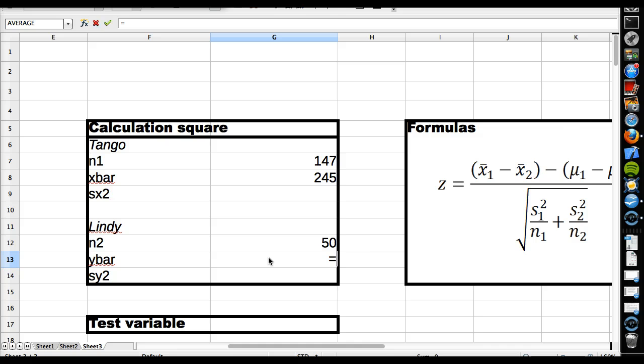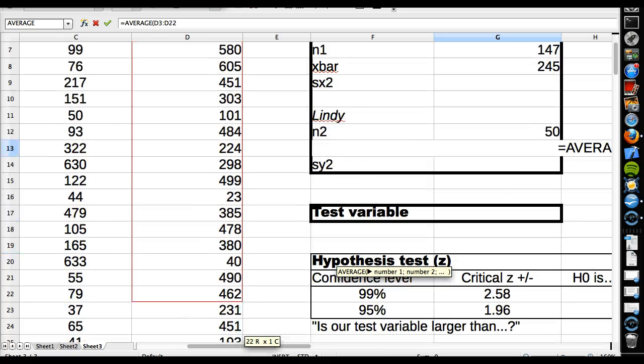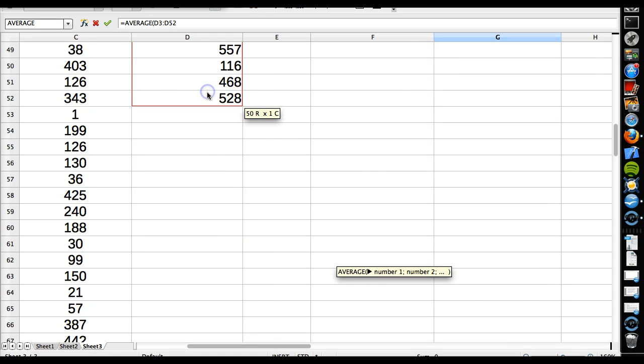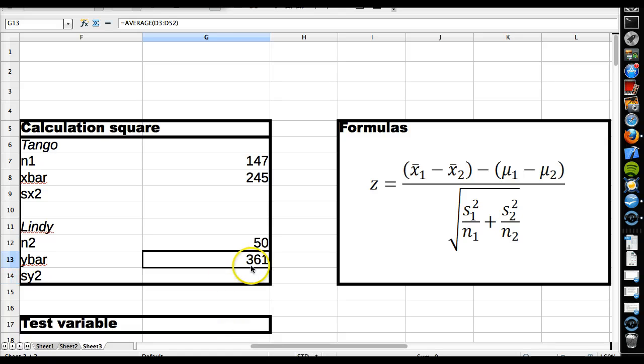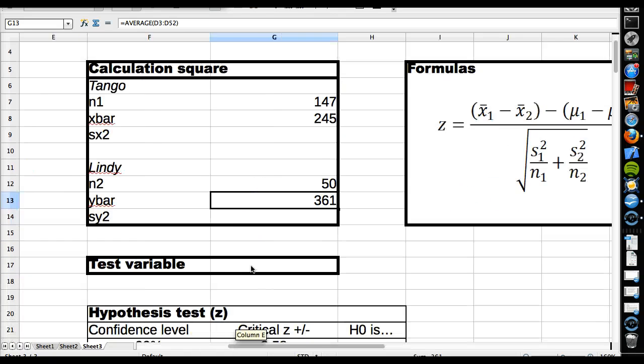Okay, the Lindy Hoppers then, how many friends on Facebook do they have? We're going to find out. They have 361 Facebook friends on average. So could we now say that, well, look at these numbers, huh? It seems like the Lindy Hoppers have more friends on Facebook than the tango dancers have. Or can we be sure about this guess?